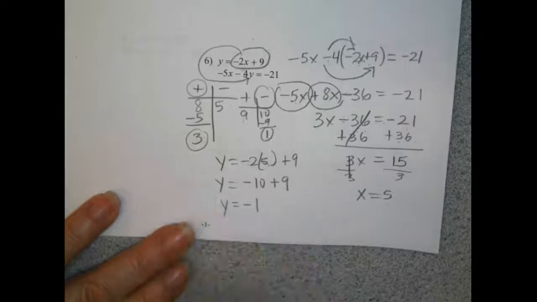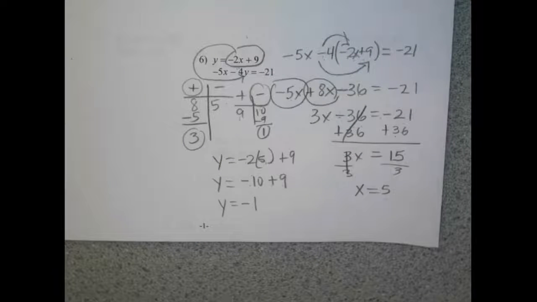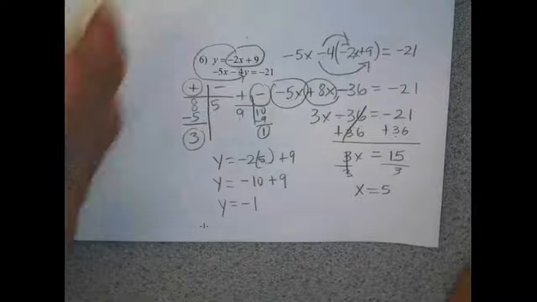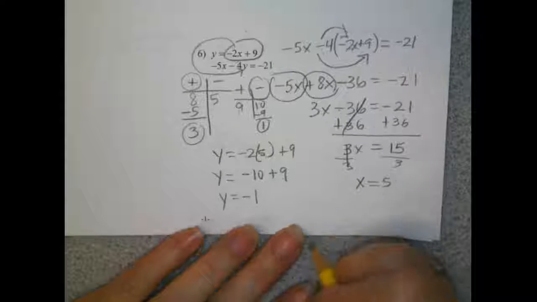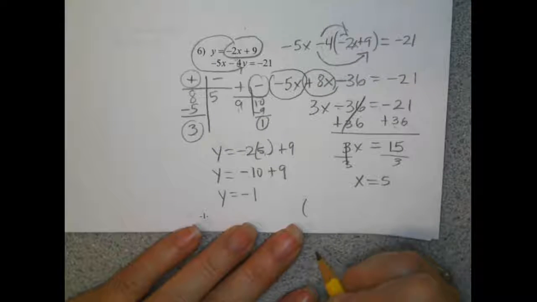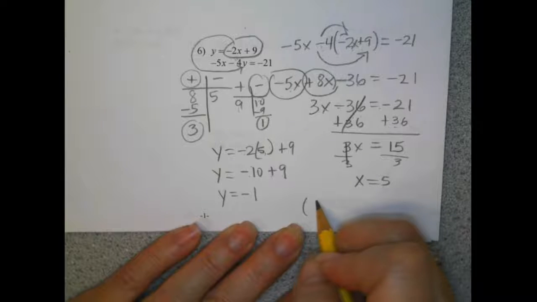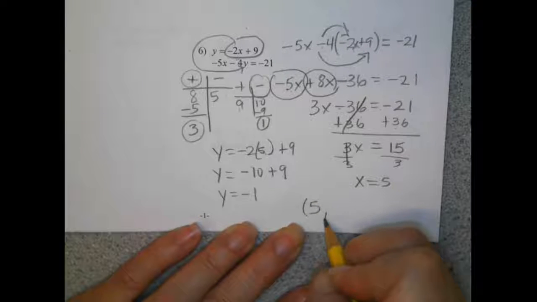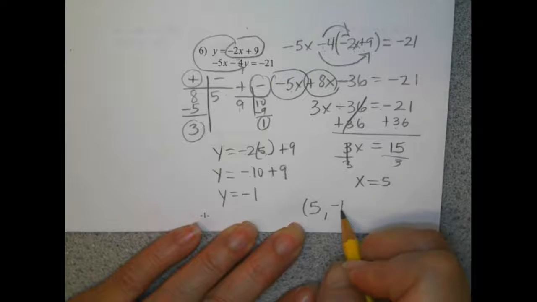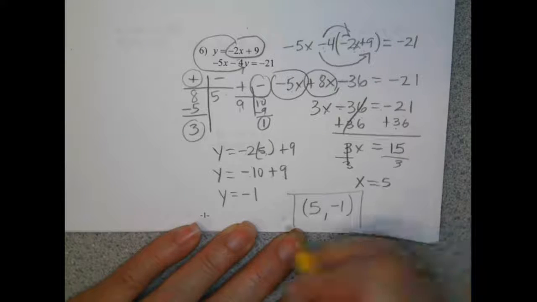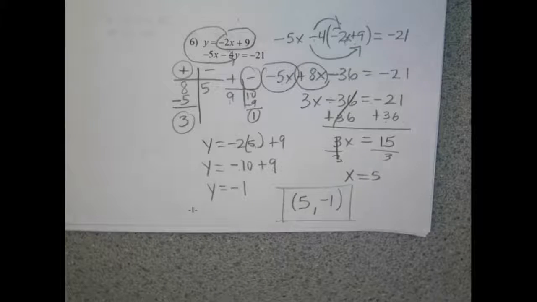Okay, use that column method to help you out. So my answer isn't this, right? What's my actual answer? 5, comma, negative 1. In the form of an ordered pair.